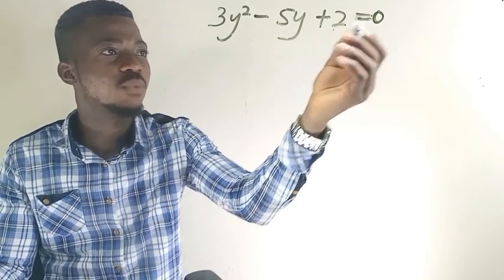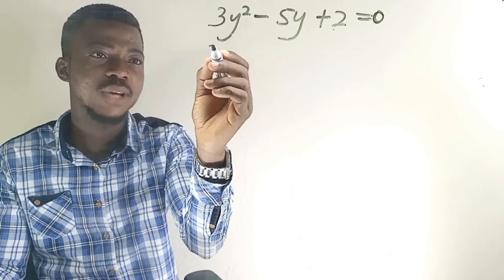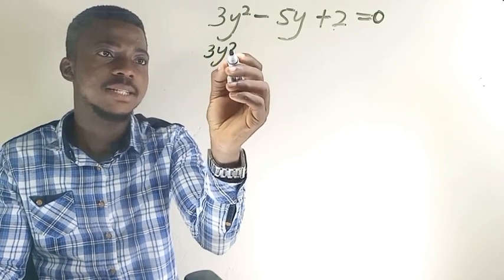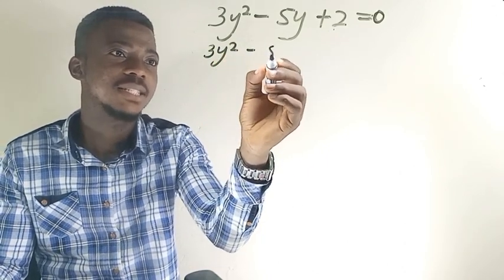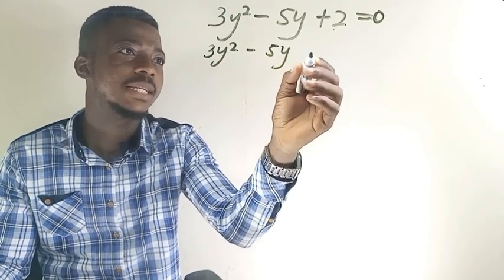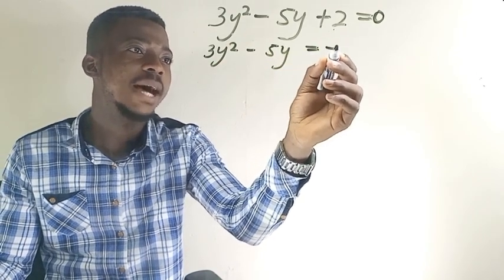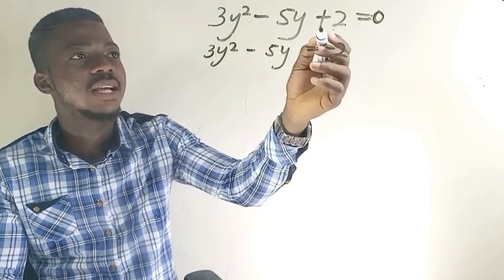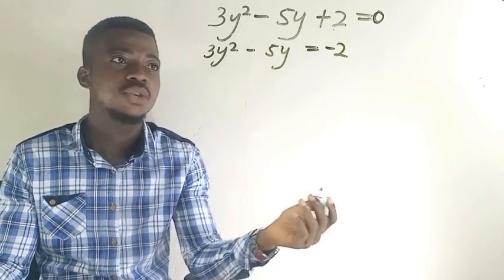First, you have to move this one to replace the 0. Let's do that. You're going to have 3y squared minus 5y equal to minus 2. You know why I made it minus 2? Because if you move this one across the equal sign, you get minus.